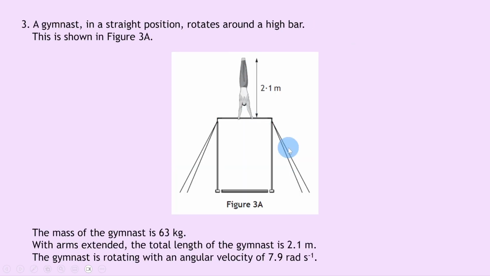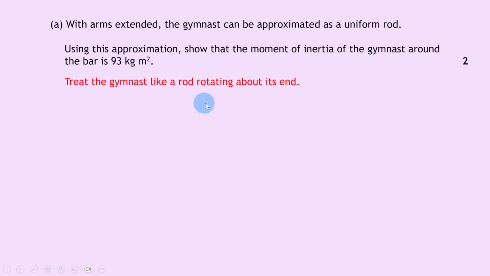Well, looking back at the diagram, if we're thinking about the gymnast as being a uniform rod, then we can think about the rod moving about its end rather than around its centre, since it's the gymnast's hands, the end of the gymnast, that's rotating about the bar. So we can treat the gymnast like a rod rotating about its end. So here we're trying to find the moment of inertia of the rod. We know the mass of the gymnast or rod is 63 kilograms, and the length L is 2.1 meters.